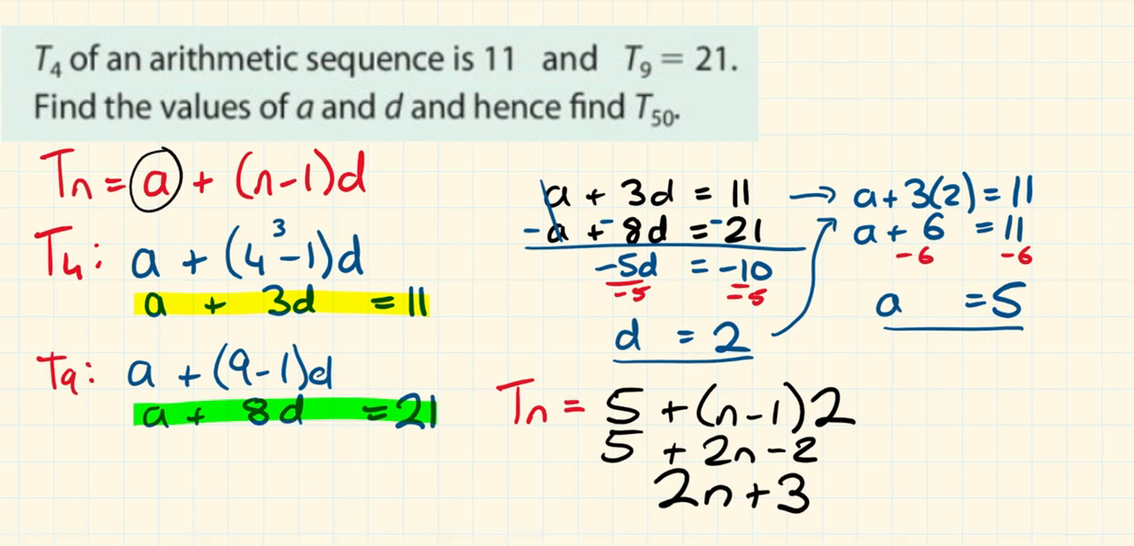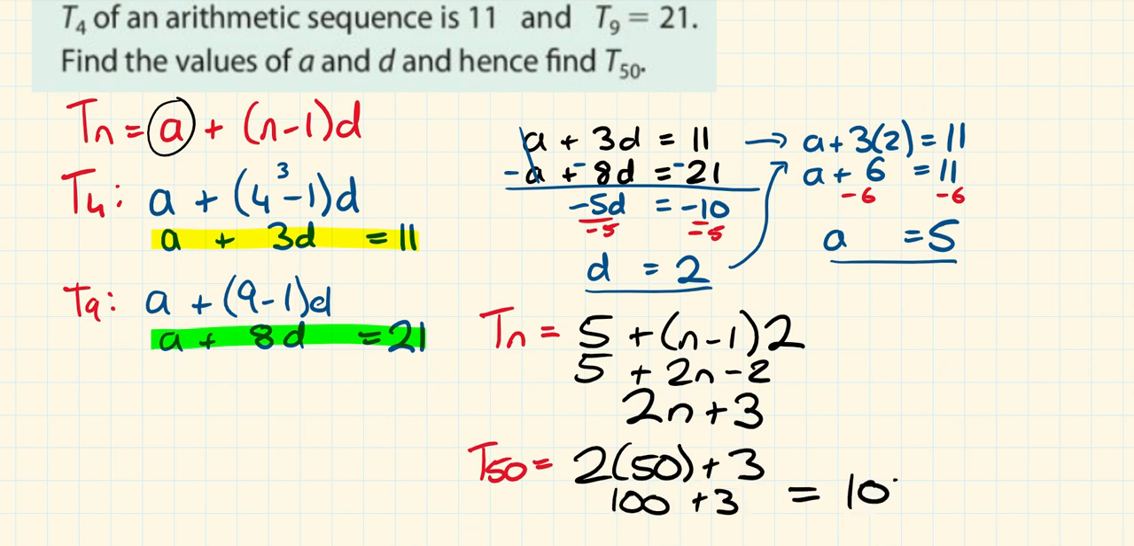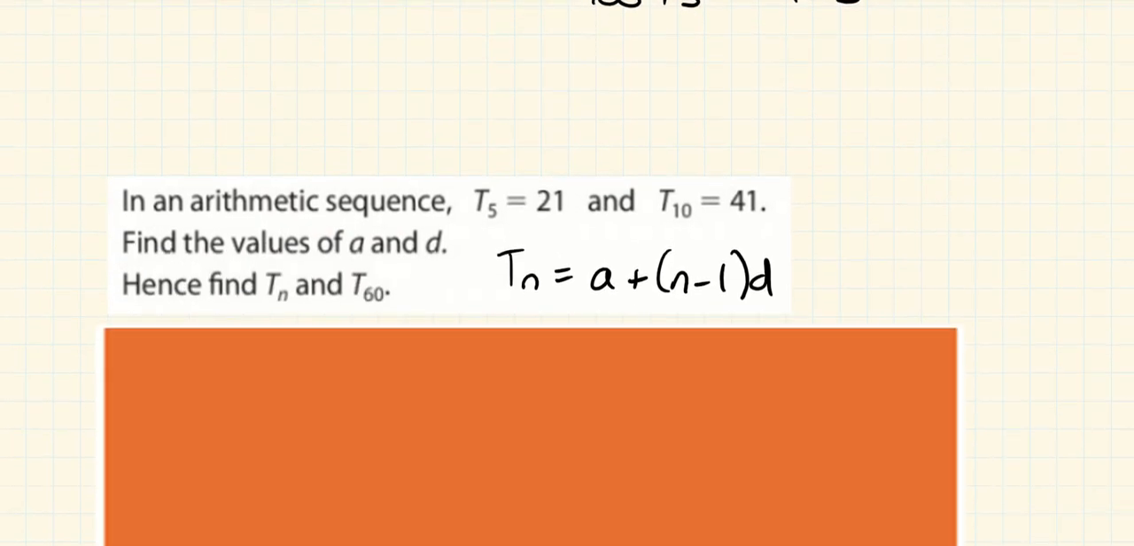So now we've found our Tn, and it also asks us to find T50. Remember, when it tells us to do that, we just sub it in. So T50 is 2 times 50 plus 3, so that's 100 plus 3, so we've got 103. You just need to remember to sub into your formula. So you sub in 4 and you sub in 9 into the formula for n, and then you do simultaneous equations with that.